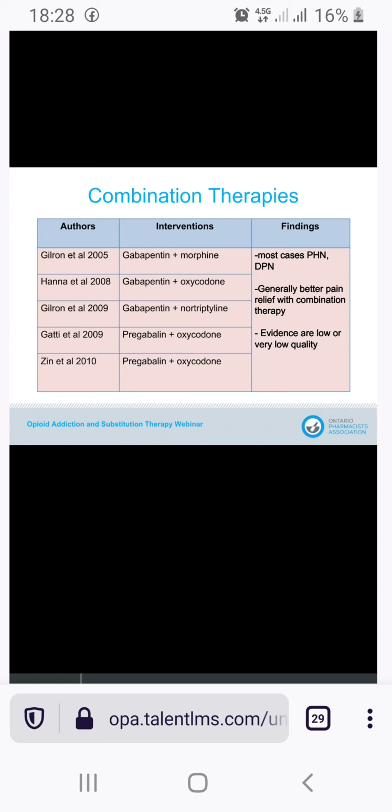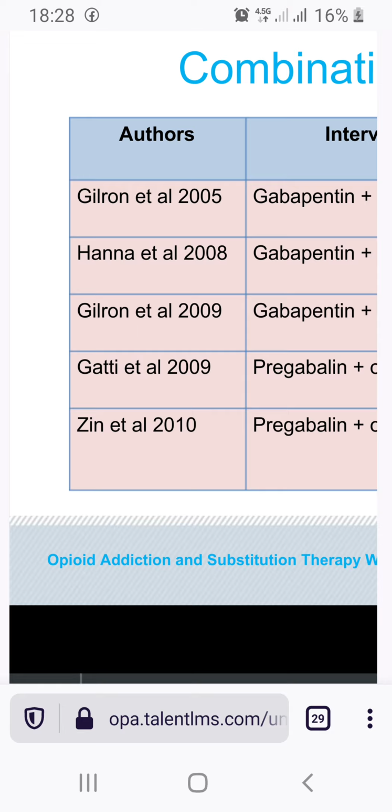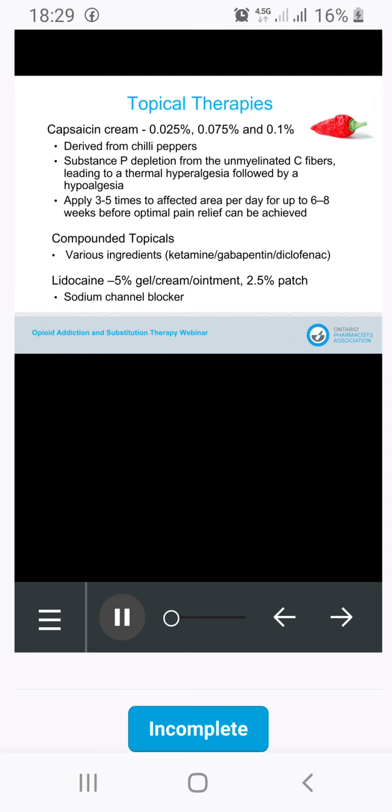Okay, and lastly, this slide talks about some combo therapy, and I think we all do this. So that's all I'm going to say about cannabis.